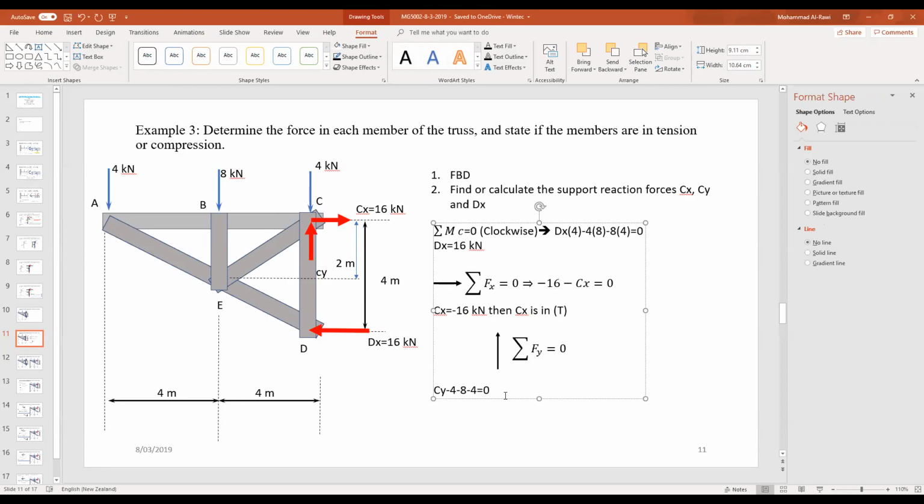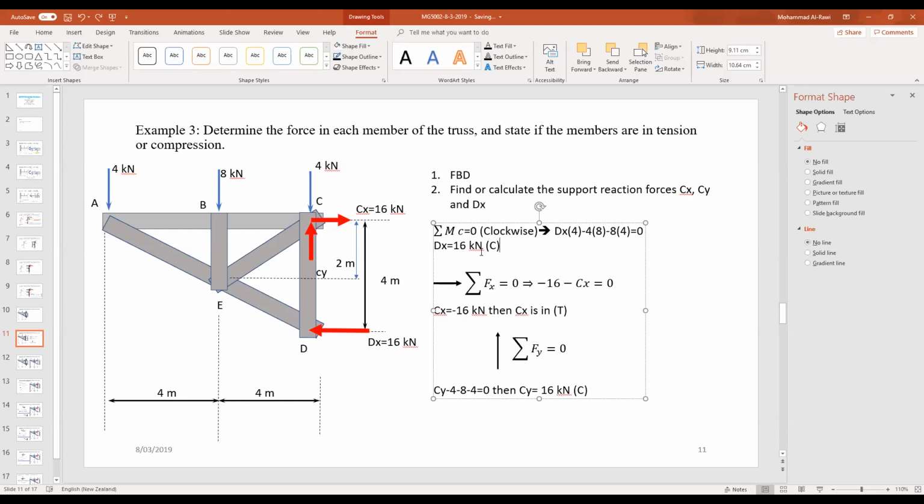So now Cy is equal to what? The summation. So 4 plus 4, 8 plus 8 is 16 kilonewtons. Very nice answer, actually. All the forces are in kilonewtons. Now you say, hey, then what's this force? It's compression. Because we got the answer as negative, then it's compression. What about the x? It's also in compression because the answer is positive, therefore the direction of the assumption is correct.